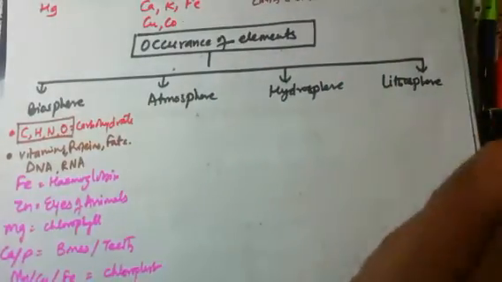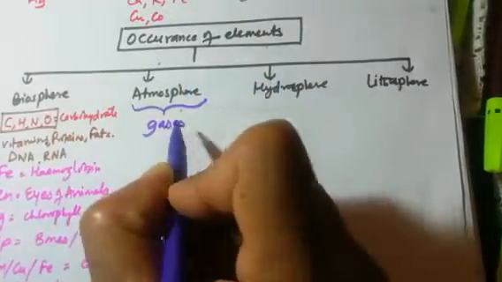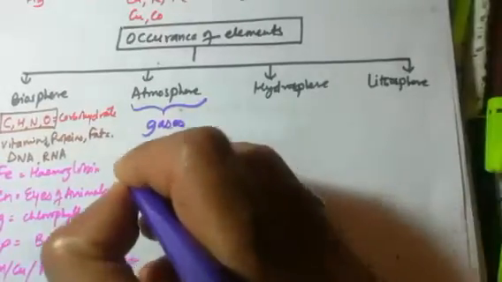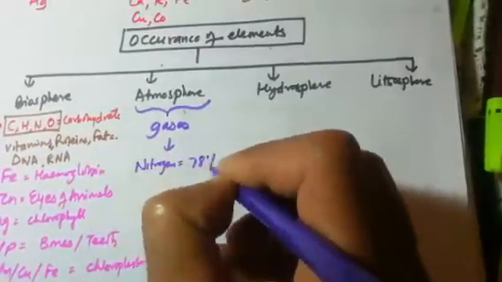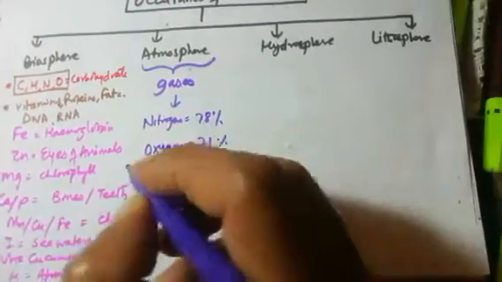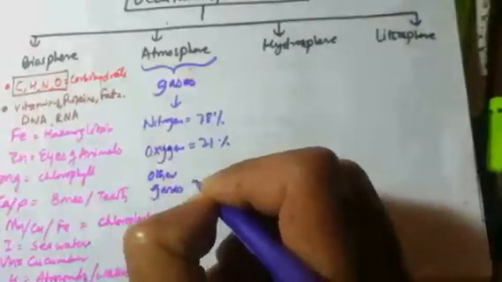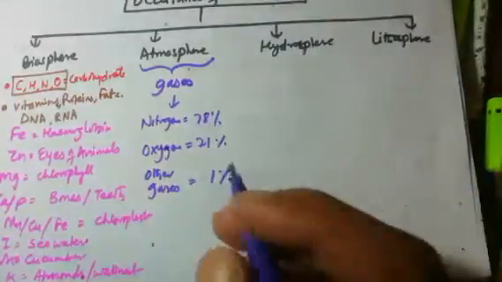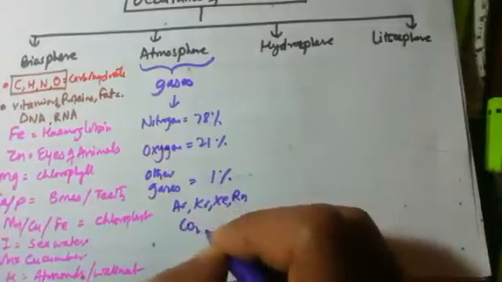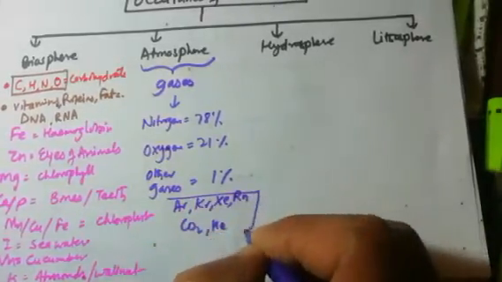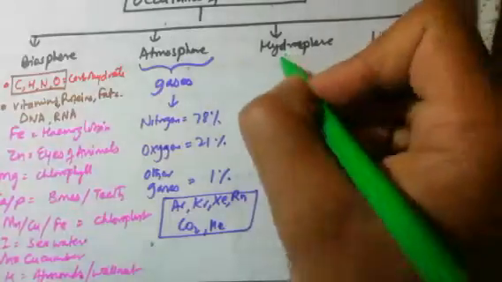Now if I talk about the next, the atmosphere. Basically in the atmosphere, the major gases are nitrogen at 78% and oxygen at 21%, which we studied in junior classes also. Other gases are also found. If I talk about gases, that means we are talking about non-metals, like argon, krypton, xenon, radon, carbon dioxide, helium. These are the basic gases found at 1%. Now I will talk about the hydrosphere. Hydrosphere is water.